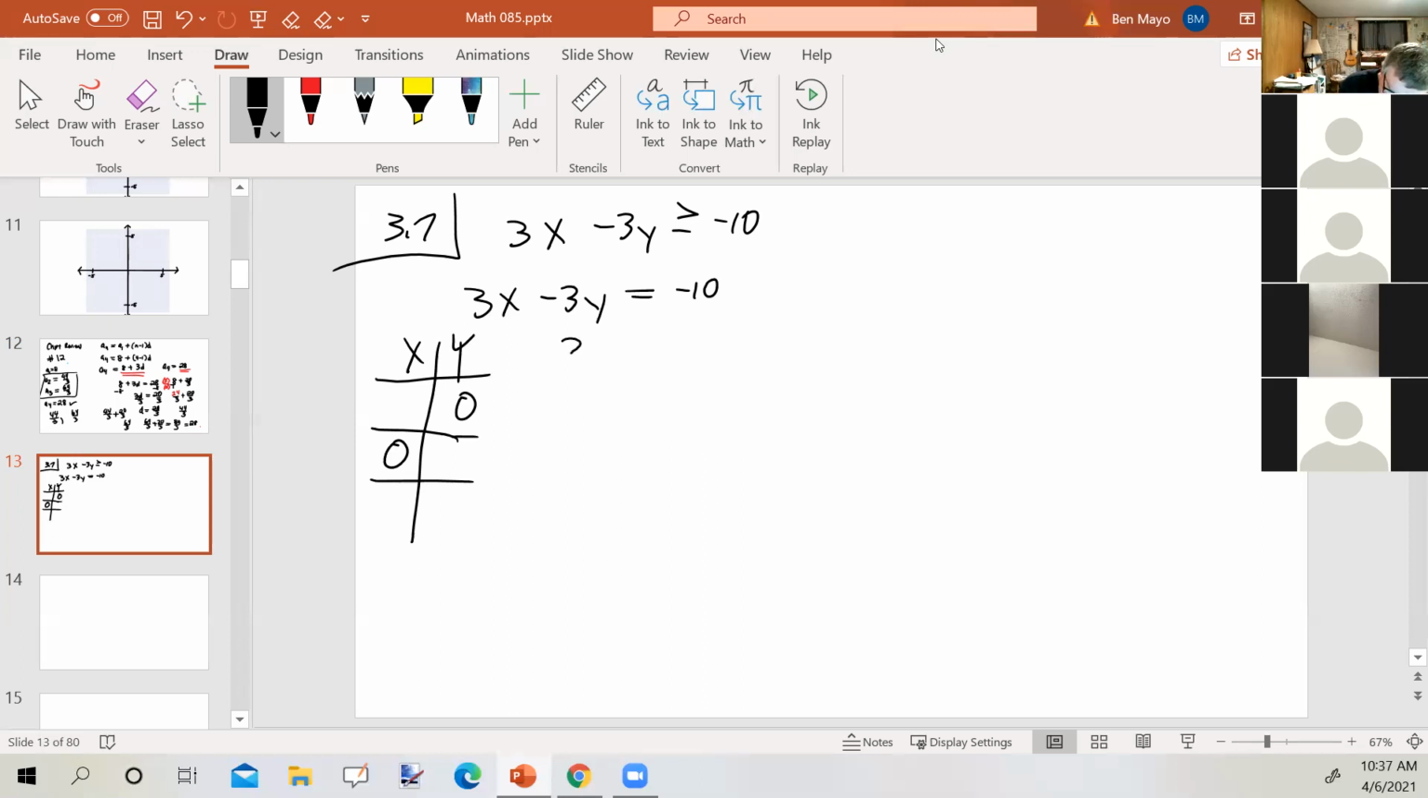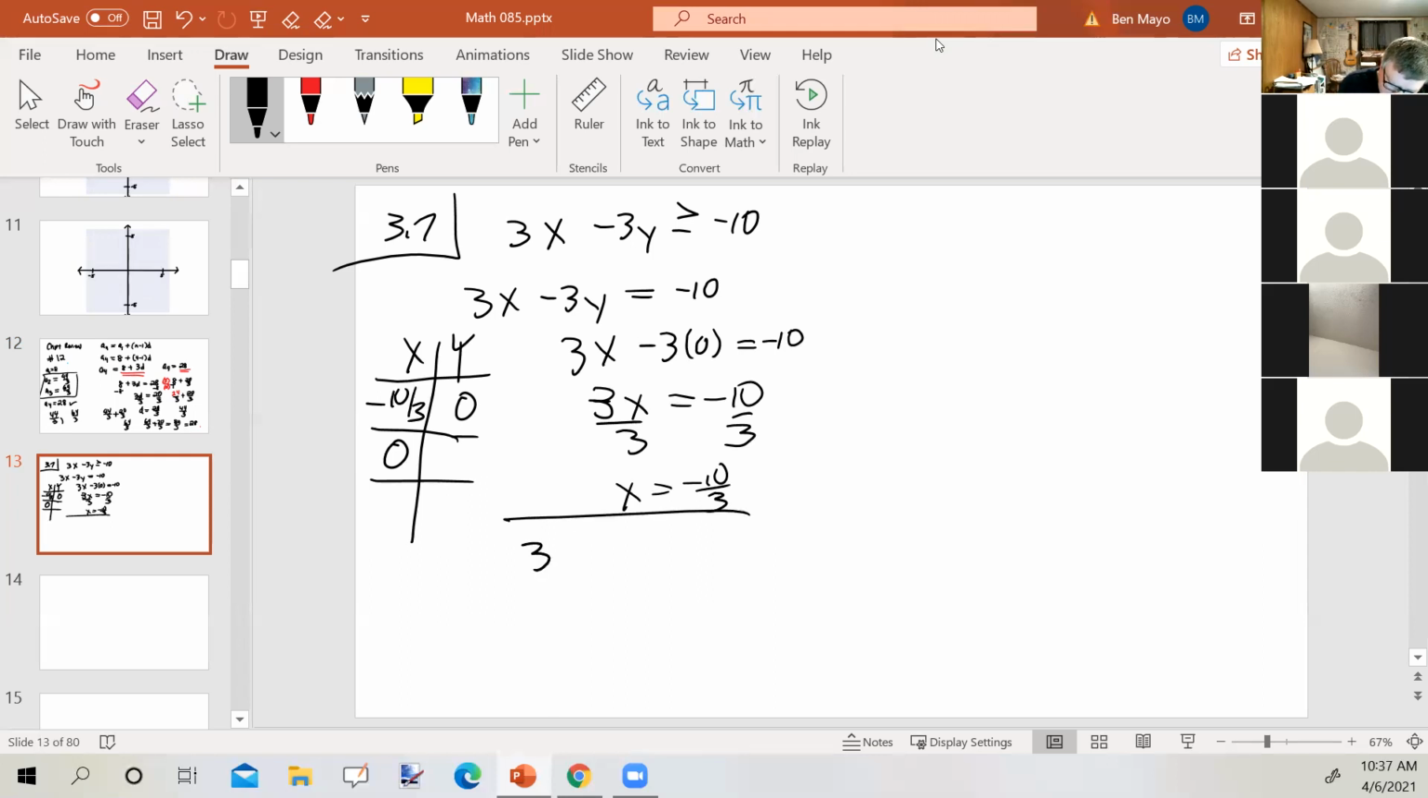If y is 0, 3x minus 3 times 0 equals -10. 3x equals -10. Divide by 3, x equals -10 thirds. If x is 0, 3 times 0 minus 3y equals -10. So -3y equals -10. Divide by -3, y equals +10 thirds. So let's go to the WebAssign screen.